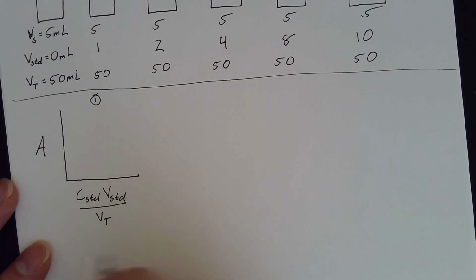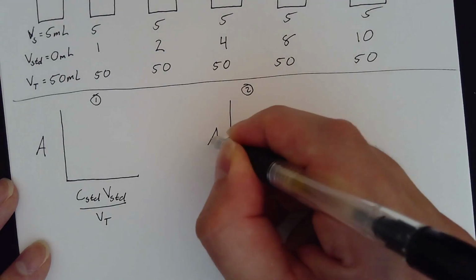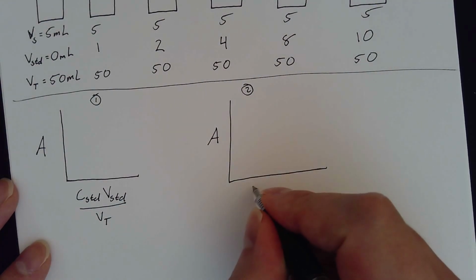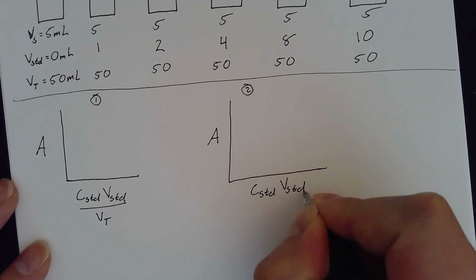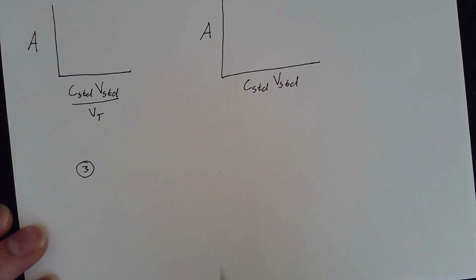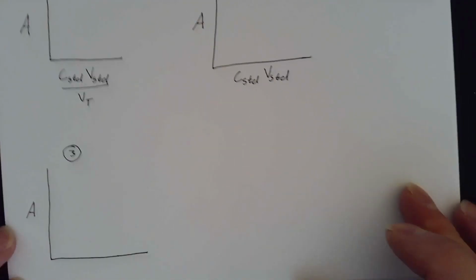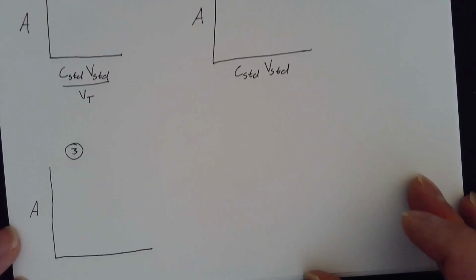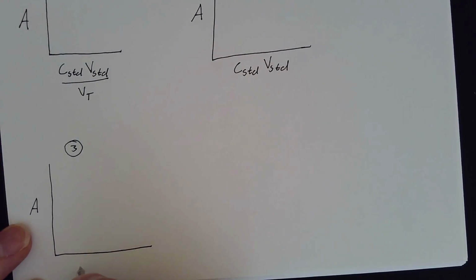Divided by total volume, and then method 2 is going to be absorbance versus concentration of standard times the volume of standard. And then method 3, which you cannot see, is going to be absorbance, should have drawn that up a little bit higher maybe, versus volume of standard only.